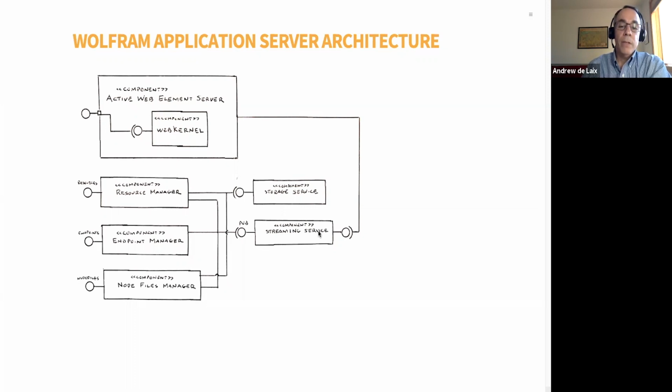We also have what we call the streaming service. Again, this is the communication hub. Basically, this entire application is driven by messages. So as you create resources and create endpoints or node files, you put them in the storage, then you send messages, and then the active web elements server is able to get those messages and know what's available, and be able to know where to find various resources that it needs.